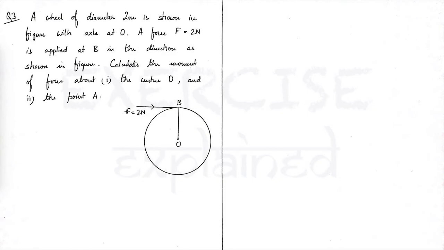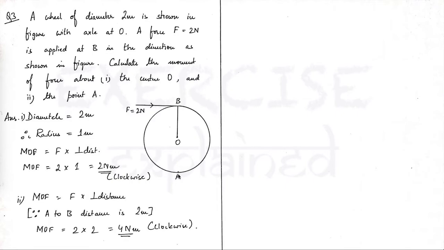So this is the point B where force is applied, in the direction as shown in the figure, for all of us it is from left to right. So calculate the moment of force about the center O. That is the first part of the question. And next, the point A. So I have written the point A here. You can see the point A is here.